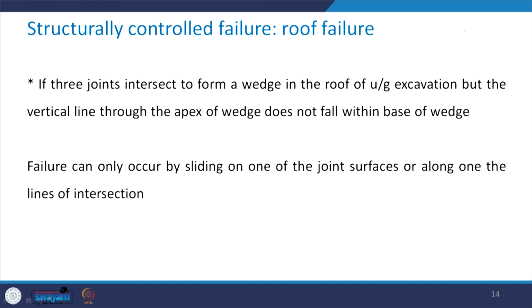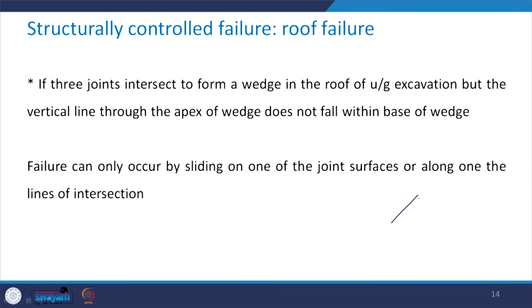Now, if these 3 joints intersect to form a wedge in a roof of underground excavation, but the vertical line through the apex of the wedge does not fall within the base of the wedge, then what will happen? See, in the earlier case, whatever we discussed, in that situation the vertical line through the apex of the wedge was falling within the base of the wedge, and then we said that the wedge which is being formed in the roof will fall in the cavity or the underground excavation.